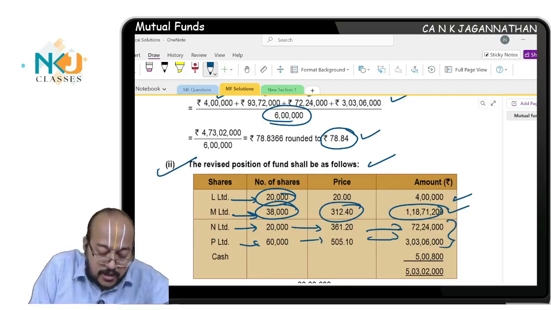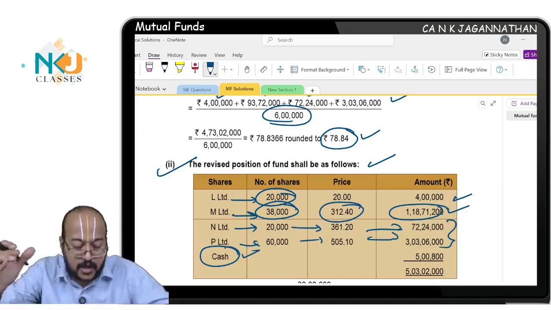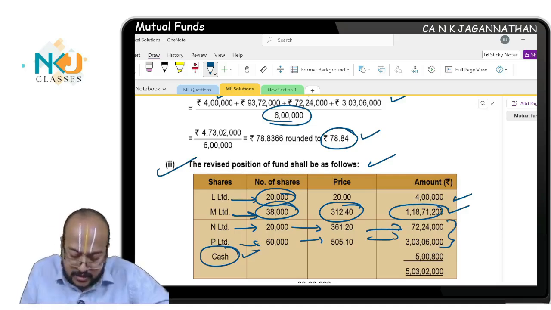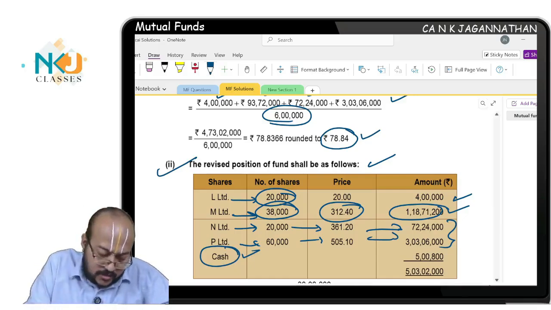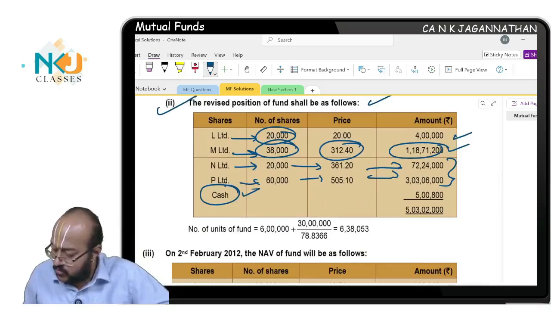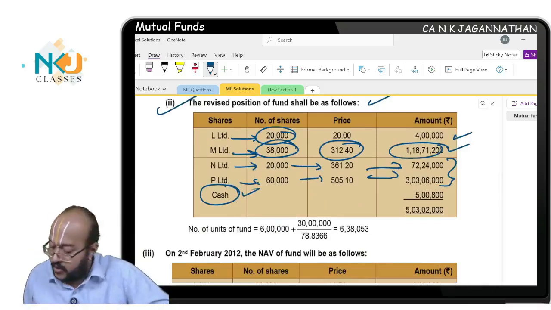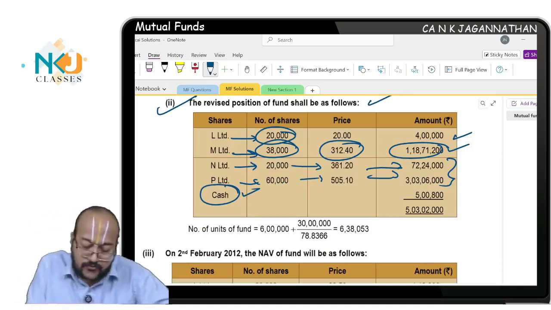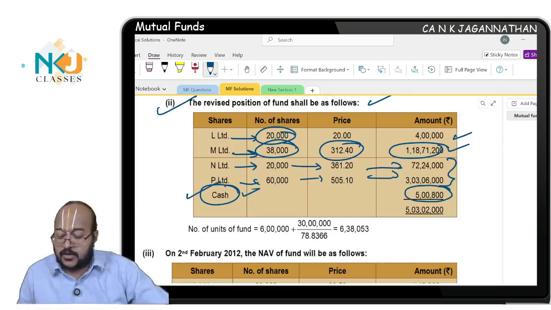Apart from that, there will be a cash balance with the company, because the company received 30 lakhs in cash. Out of that, how much did it invest? I'll compute it: 8,000 into 312.4. How much is that? 24 lakh 99,200. So 30 lakhs minus 24 lakh 99,200 gives 5 lakh 800. This is the closing cash balance. Are you all understanding the computation?